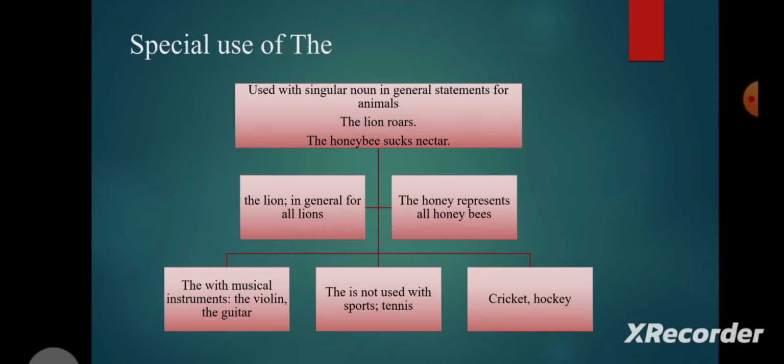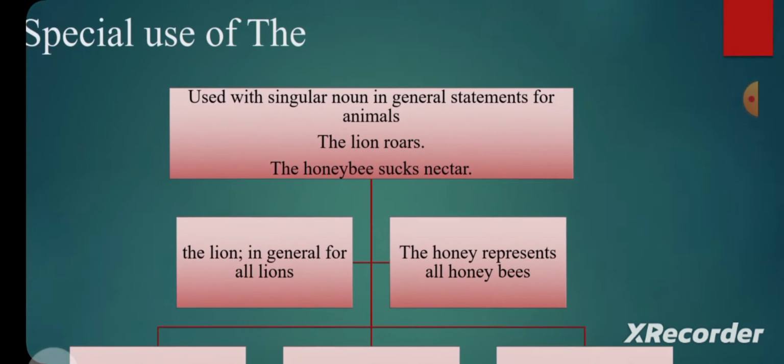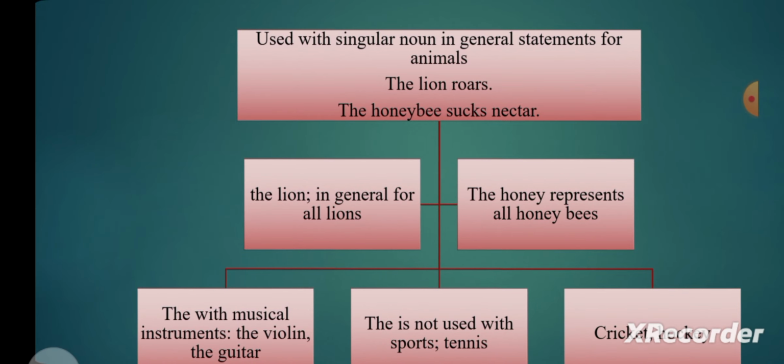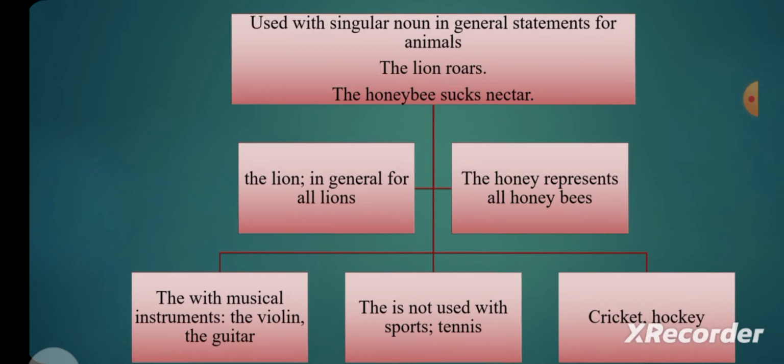Special use of the with singular in general statements for animals. The lion roars, the honeybee sucks nectar. The lion is used here in general for all the lions, that the one quality which is present in one lion will automatically be present in other lions. So the lion with the help of article the will represent the whole community of the lions. In the same way, the honeybee represents all honeybees.